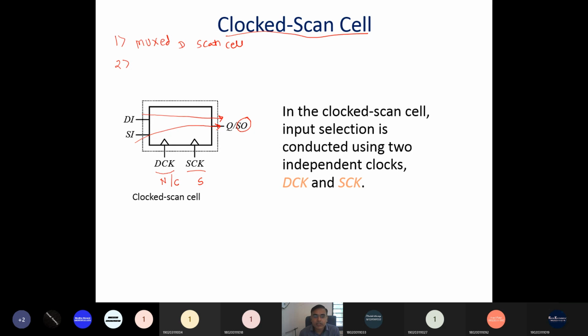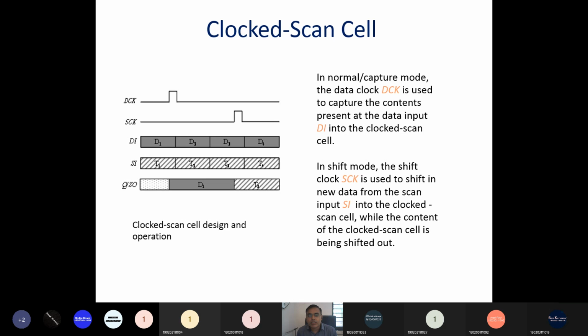Let's see its waveform, right, to understand it more clearly. So both clocks are triggerable, right? Once we apply the data clock, at that time the shift clock must be disabled, because this is the condition, the assumption, let's say. Otherwise the clocked scan cell will not work as a clocked scan cell, right? So the assumption when we are using a clocked scan cell is that both clocks must be non-overlapping.